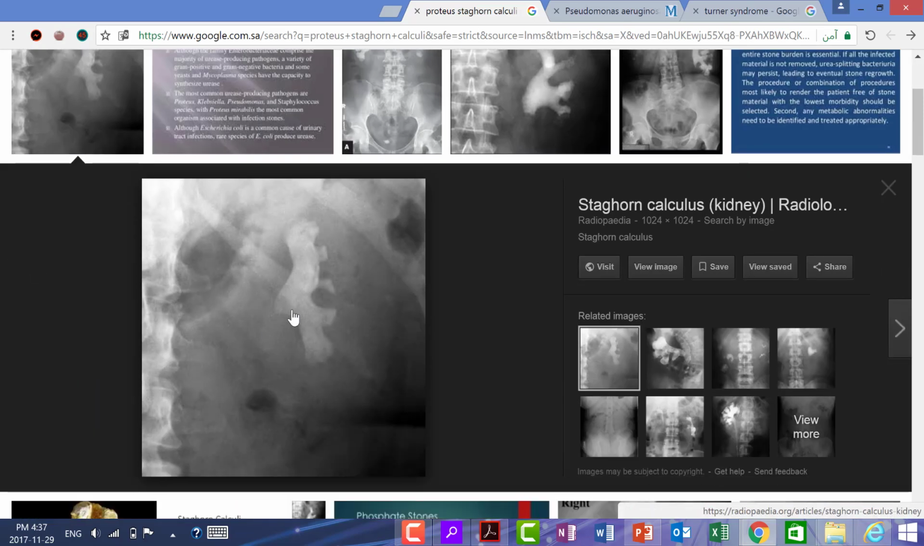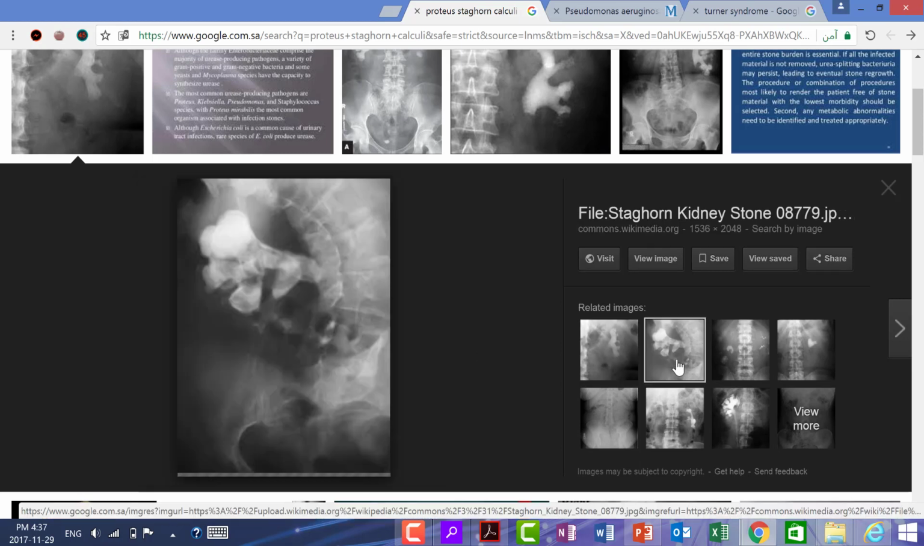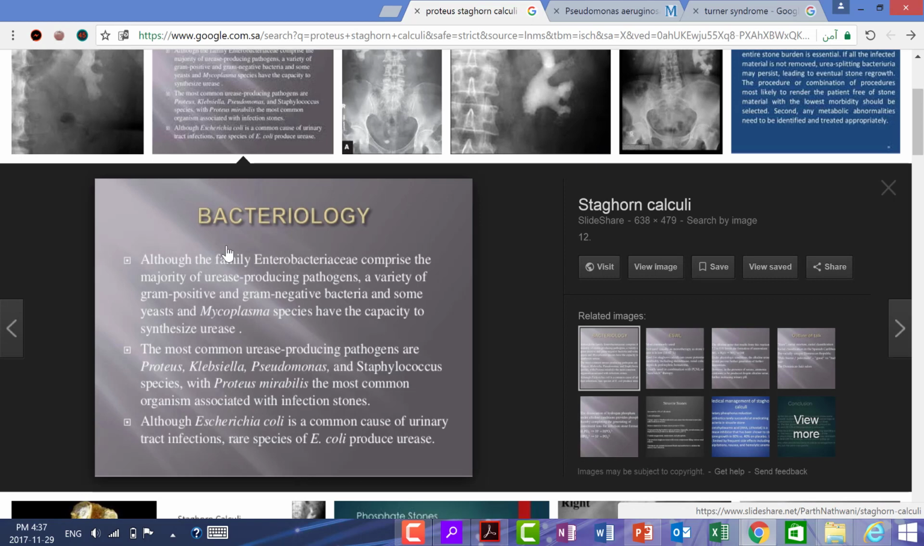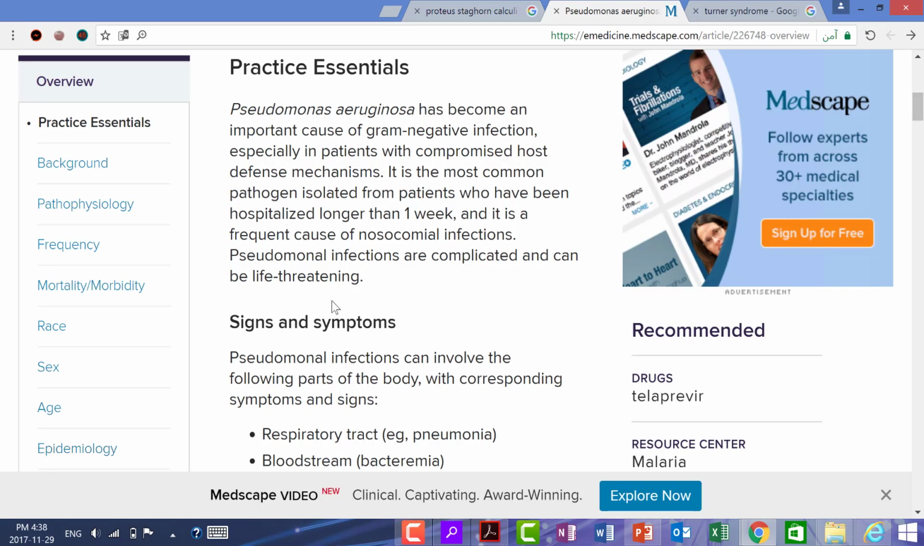So here it's very big. This is another picture here. And usually these are urease-producing pathogens, so they produce urease. The question would be presented as like there's a UTI and they did a full urine analysis and they found that it's urease positive. And you would think of Proteus, Klebsiella, Staph, and Pseudomonas, which we're mentioning here. Okay?